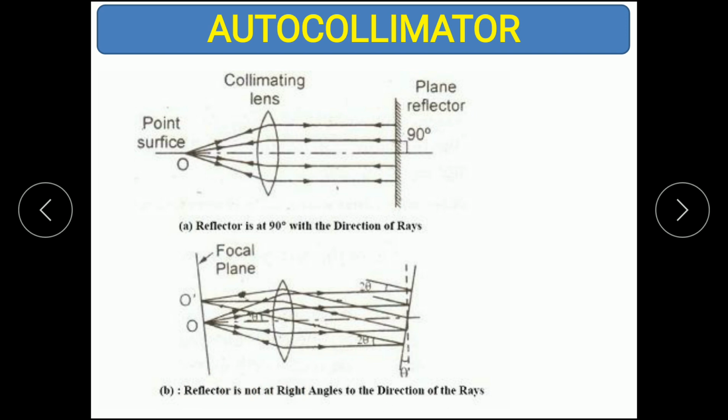So in this case what happens? Suppose you can see, this is O, the light source, which generates some light rays, and this is the collimating lens. Once the light rays pass and impact on the reflecting surface, the light rays will not revert back along the same line, they will follow a different line. And it will form the reflected image, which is not at the light source, it is at a different point, but on the same focal plane.